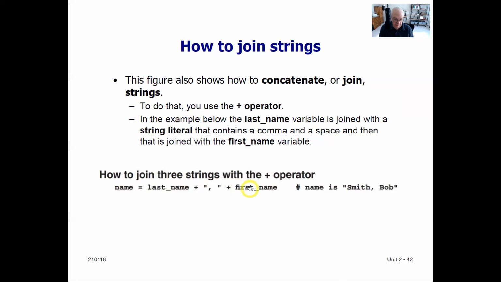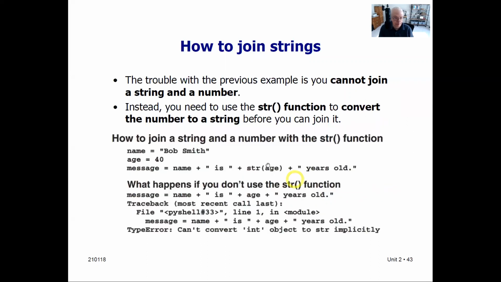plus the first name, okay, and the output would be Bob, comma, Smith. Excuse me, Smith, comma, Bob. Sorry, Smith, comma, Bob, my father-in-law's name.